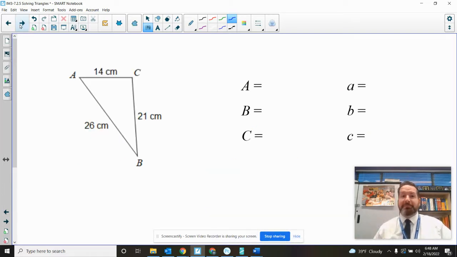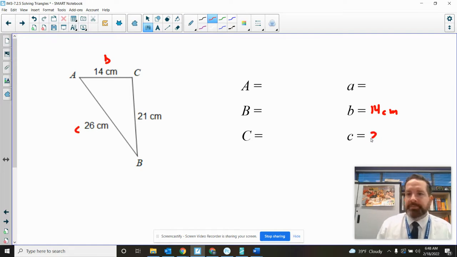If you'd like one more example, here it comes. This time, what have we got? Ooh, I got all the sides this time. So side B is 14 centimeters. Side C is 26 centimeters. And side A, across from angle A, is 21 centimeters.